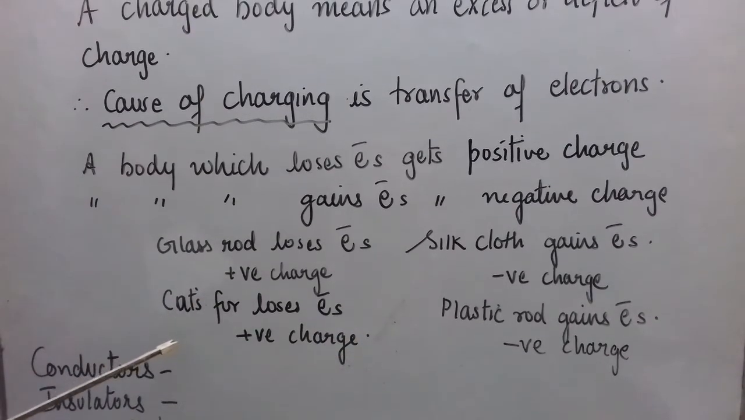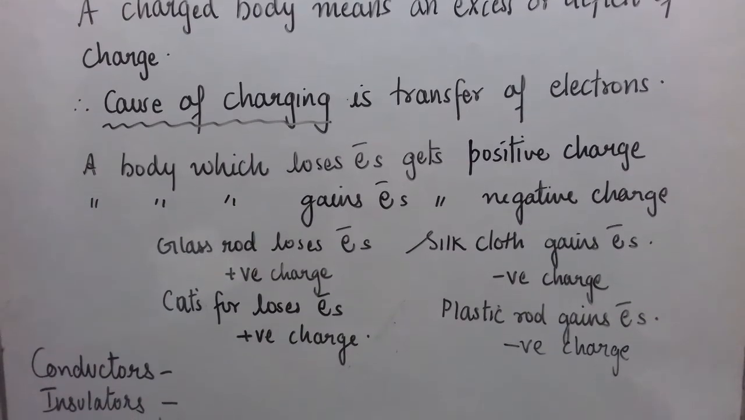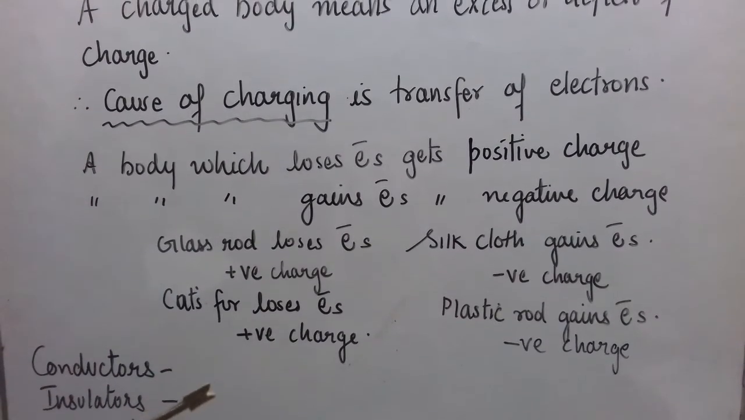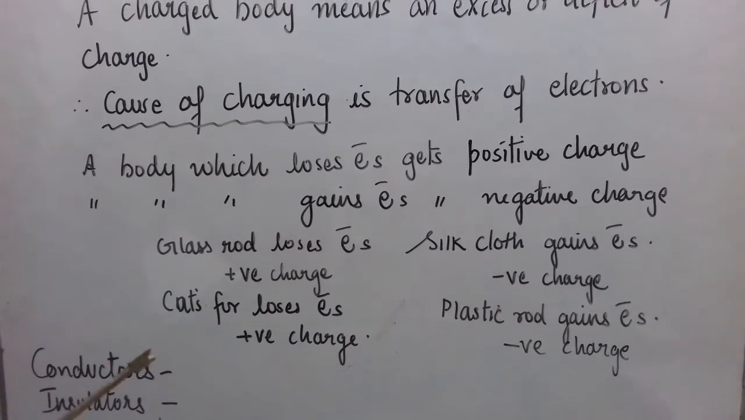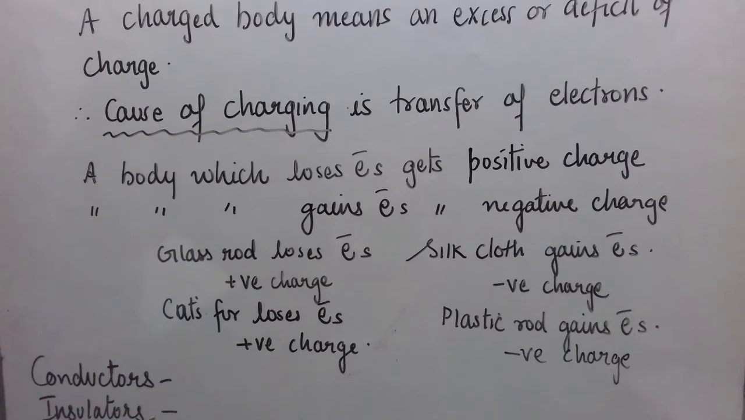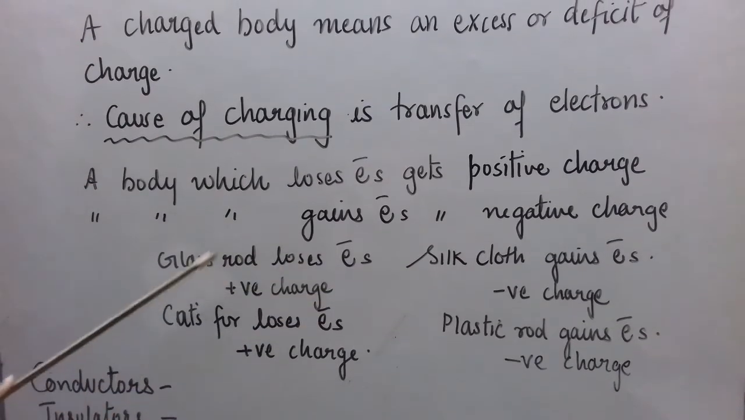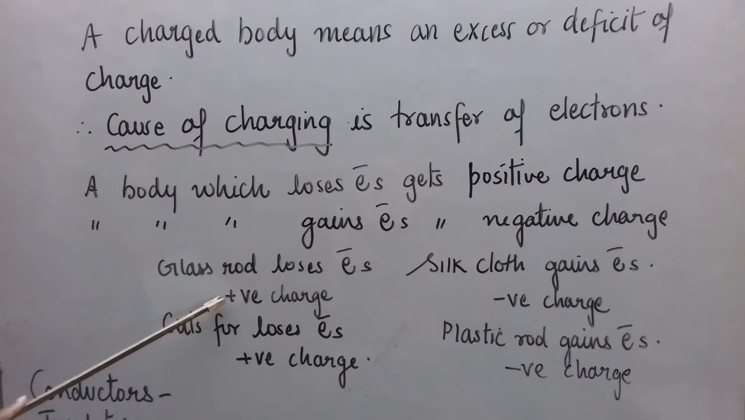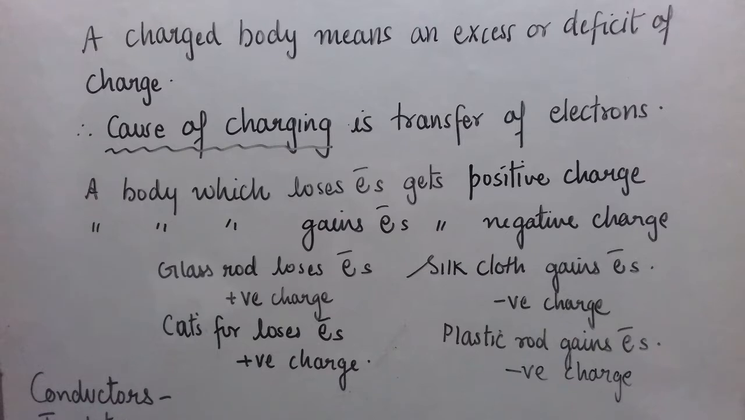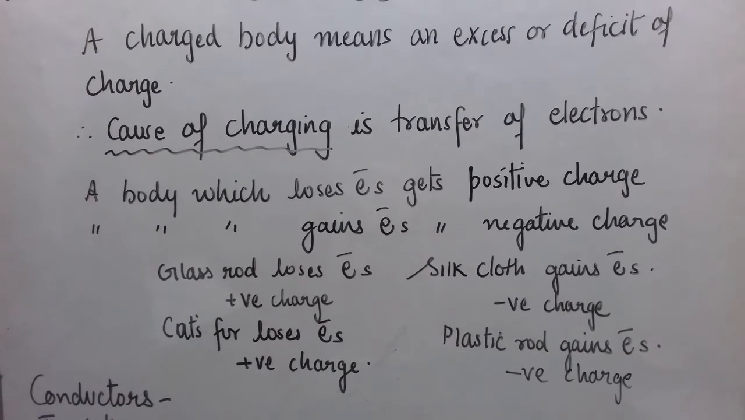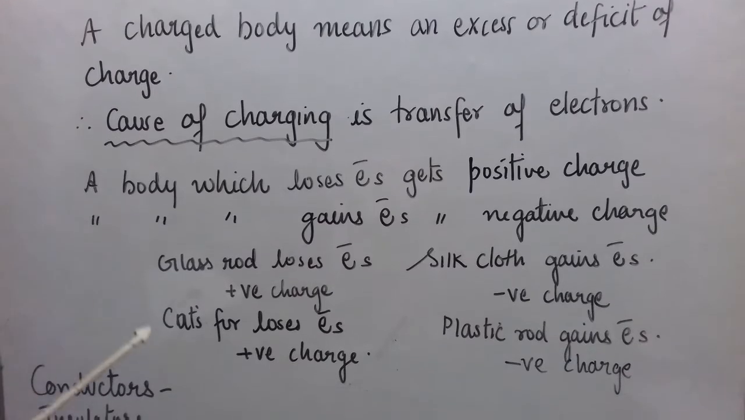Here you should remember that the number of electrons lost by one body is equal to the number of electrons gained by another body. So the charges on the two bodies are equal but opposite. The amount of charge is the same on glass rod and silk cloth, but on the glass rod it is positive and on the silk cloth it is negative, and the magnitude of the charge is the same, as the number of electrons lost is equal to the number gained.